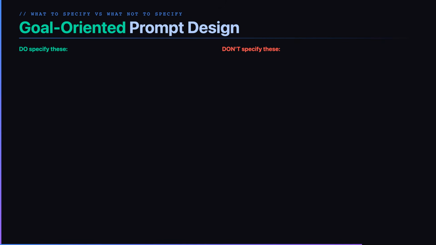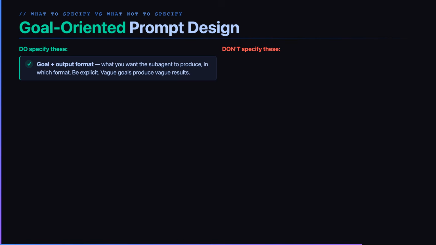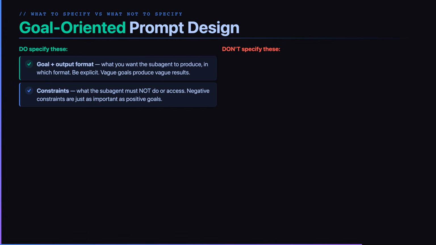How you write task prompts determines whether subagents succeed or fail. The exam tests a specific philosophy here, goal-oriented design. Always specify the goal, what you want the subagent to produce. And always specify the output format, JSON, bullet list, structured report, whatever you need. Always specify constraints, what the subagent must not do or access. Negative constraints are just as important as positive goals.